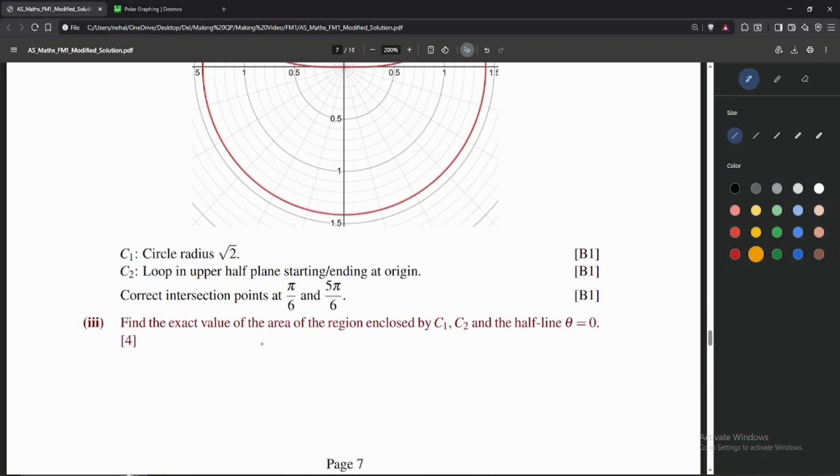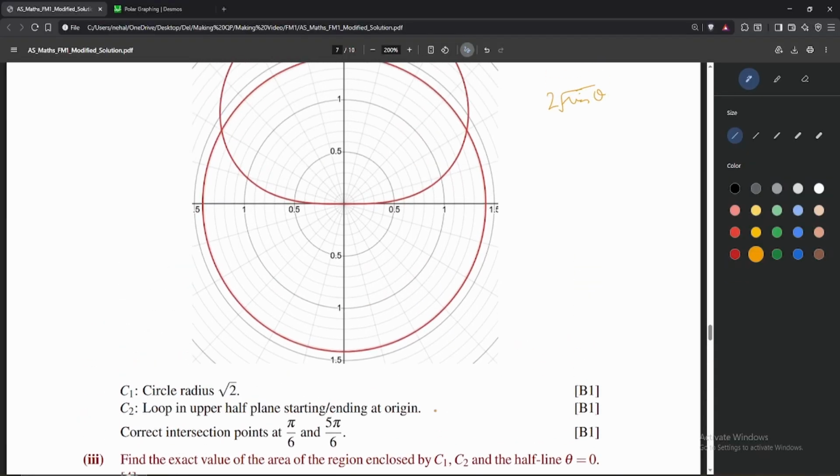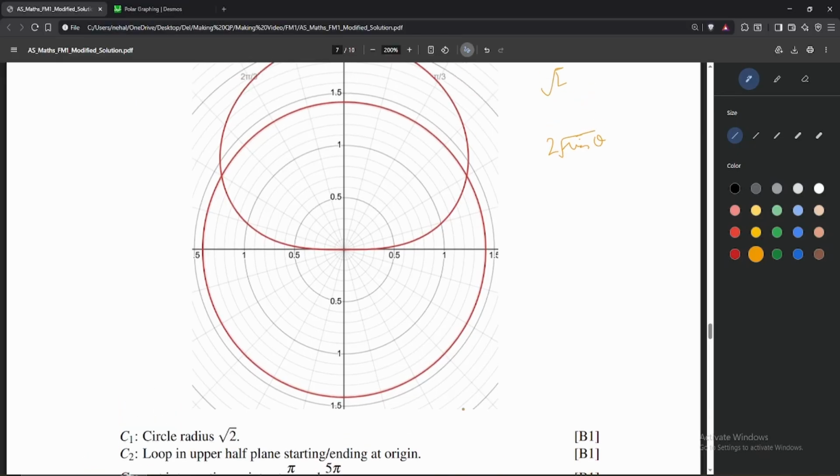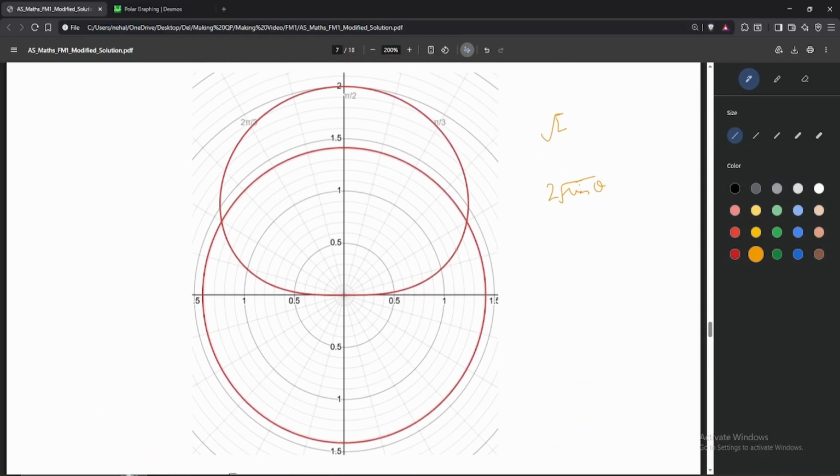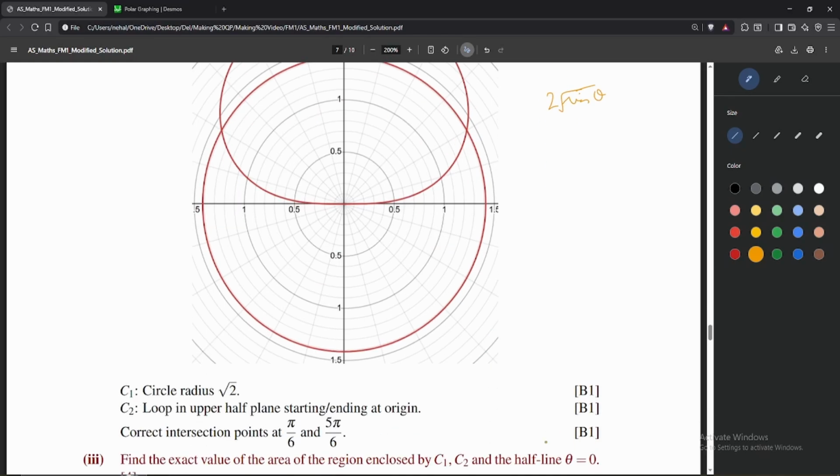Okay, so now find the exact value of the area enclosed by C1, C2, and the half line theta equals 0. So what are the lines? Enclosed by these two, and theta equals 0. So the angle is this. So this line theta, and C1 and C2. So this has to be this area.